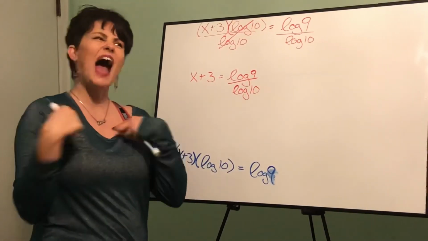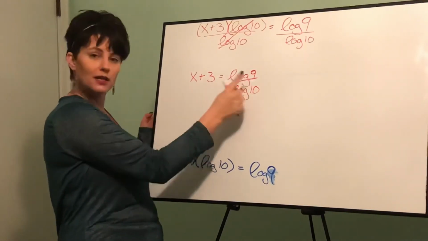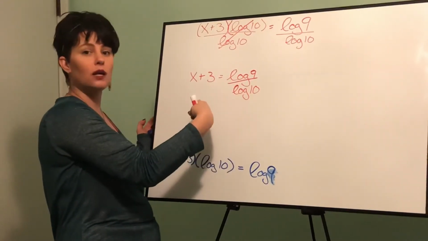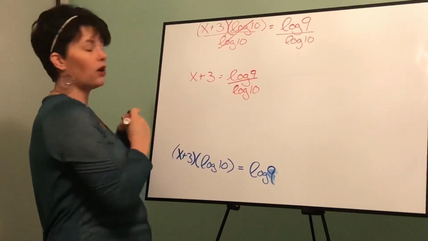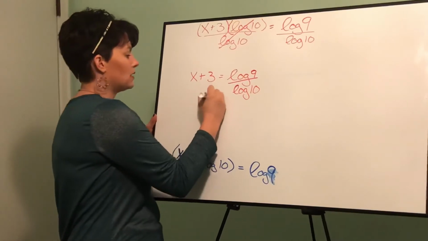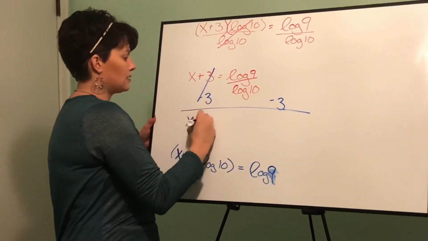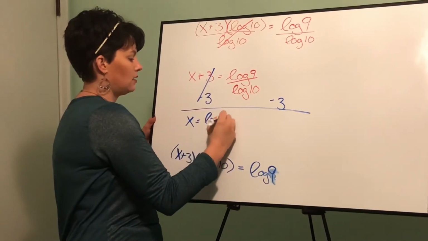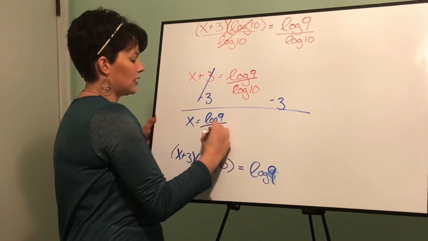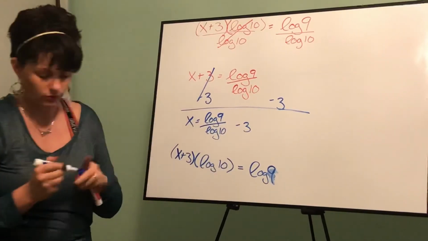Now here, I have the opinion that you could go one of two ways. You could either put this in your calculator and get the decimal and then minus the 3, or if you just want to save all your calculator work to the end to be more efficient, you could minus the 3 at this point. And that would give you x equals log 9 over log 10 minus 3.